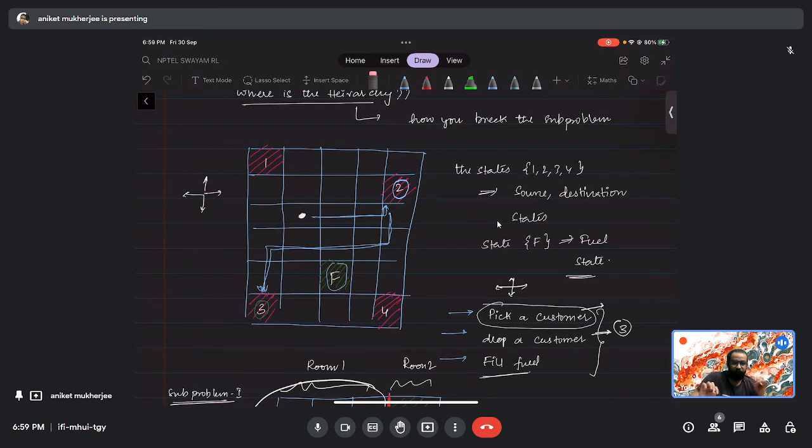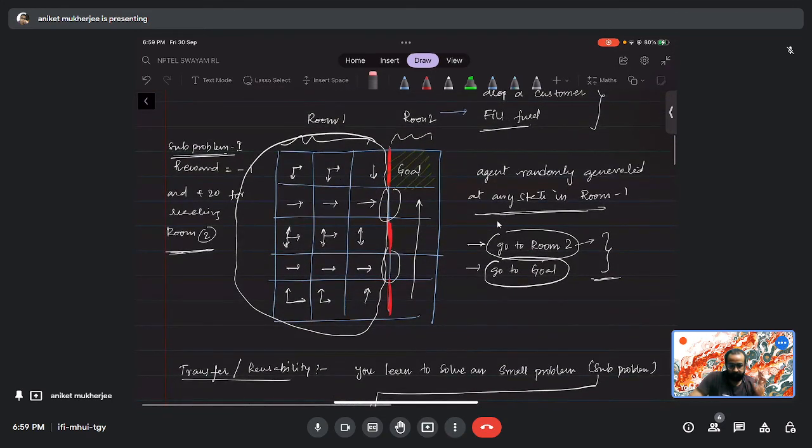Then you need to learn how to pick a customer. Once you've picked a customer, you also need to learn how to drop the customer. And you also need to learn how to fill fuel, if your fuel is empty. So the whole problem of picking a customer, dropping them, and making sure your fuel is filled depends on these 3 sub-problems: picking up a customer, dropping a customer, and filling fuel. If you can solve picking a customer, dropping a customer, and filling fuel optimally, you have in a sense solved the whole big problem.